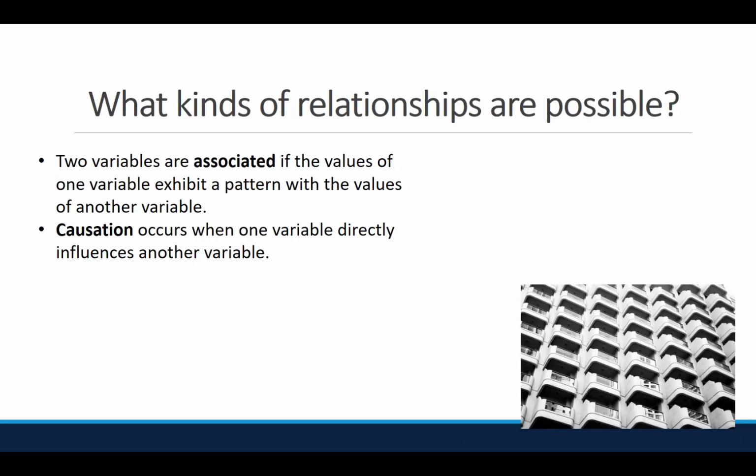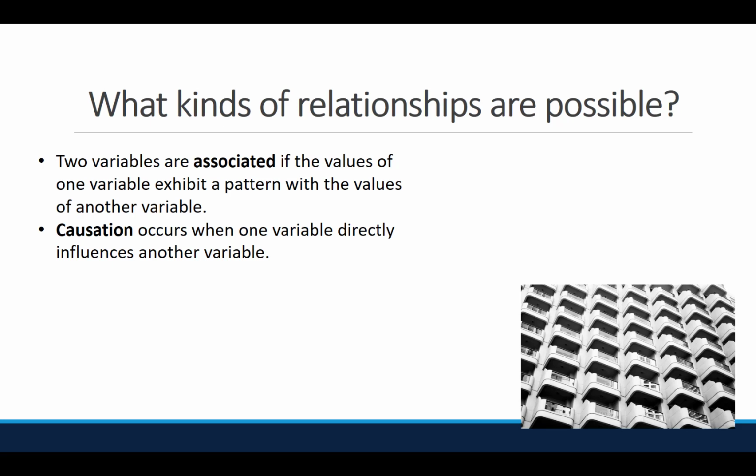What kind of relationships are possible? There are two different kinds of relationships that we need to distinguish from one another. Two variables are associated if the values of one variable exhibit a pattern with values of the other variable. Associations are visual. We can see associations by looking at a plot or comparing numerical summaries. Associations do not necessarily mean that one variable has a direct influence on the other. Causation occurs when one variable directly influences another variable. The distinction between association and causation can be tricky.